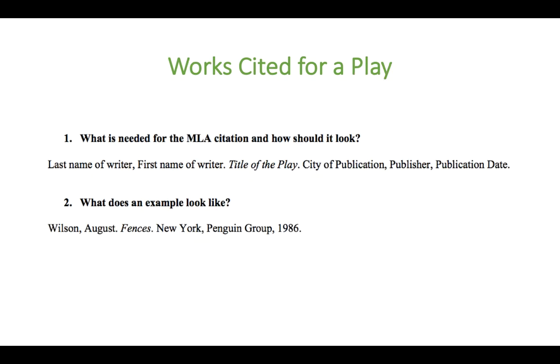All right, works cited for the play. If you're doing August Wilson's Fences, which I think everybody is for the most part, I explained this one for you, but that's all right. So author's last name, comma, first name, period, Fences goes in italics, period. We've got the city of publication, comma, publisher, Penguin Group, comma, and 1986, period. Now, please don't get that one wrong, because I did that one for you. So copy it exactly how it appears.